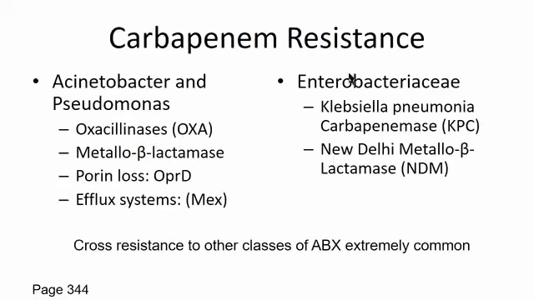So carbapenem resistance is much more difficult. It's seen both in Acinetobacter and Pseudomonas. It's also seen in Enterobacteriaceae. The genes that mediate this resistance are different depending on the species. For the Acinetobacter and Pseudomonas, there's a number of genes that can lead to carbapenem resistance. And I guess the only thing I would say is it's much more difficult to predict what gene is actually mediating the carbapenem resistance for these bugs, whereas it's different for the Enterobacteriaceae.